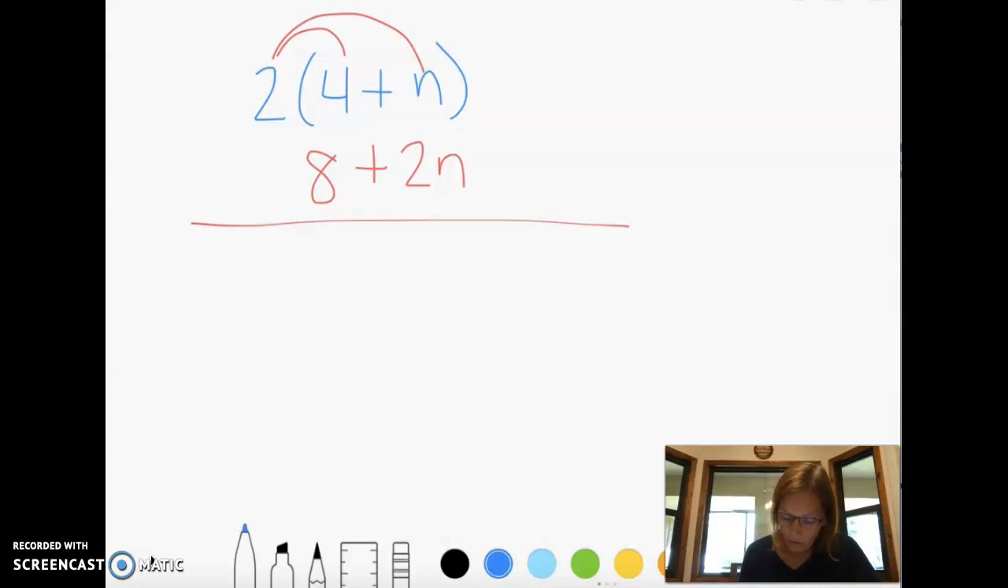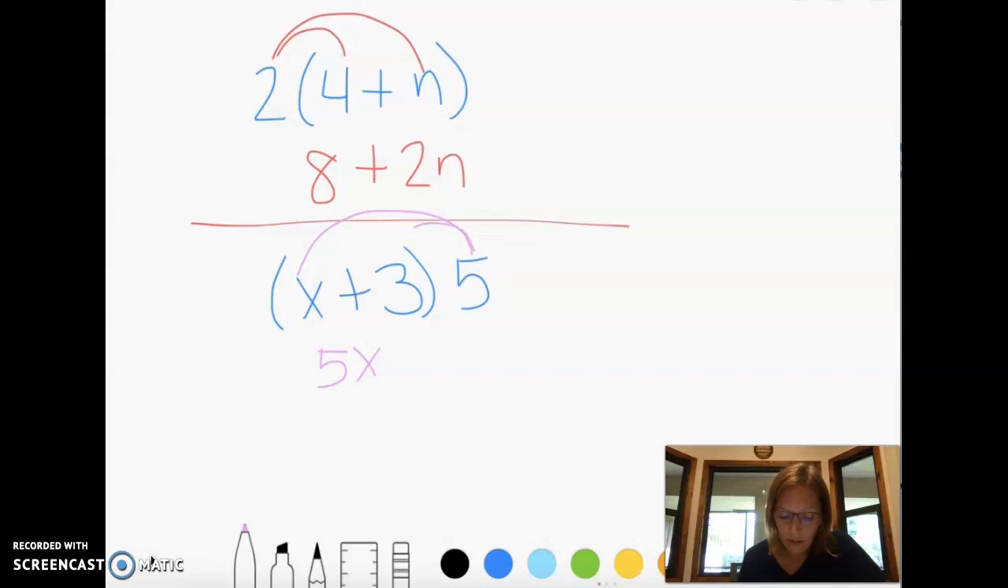One last thing I wanted to show you is sometimes you will get the number on the outside of the parentheses at the end of the parentheses. You're still going to use the distributive property the same way. So I'm going to multiply everything on the outside by everything on the inside. 5 times x is 5x. And then 5 times 3, bringing down the plus sign, is 15. So it works the same way whether the number's on the front of the parentheses or the back. It doesn't matter. You're still going to distribute to everything on the inside.